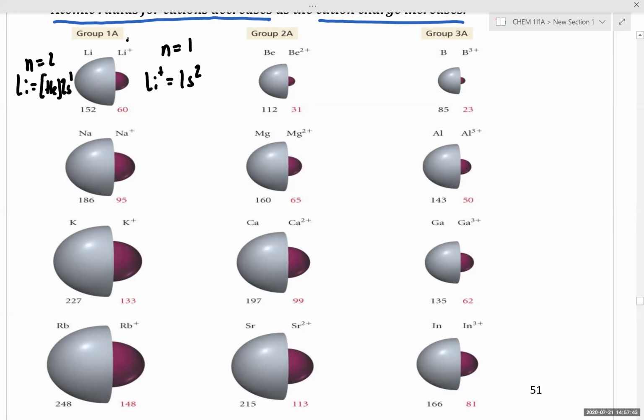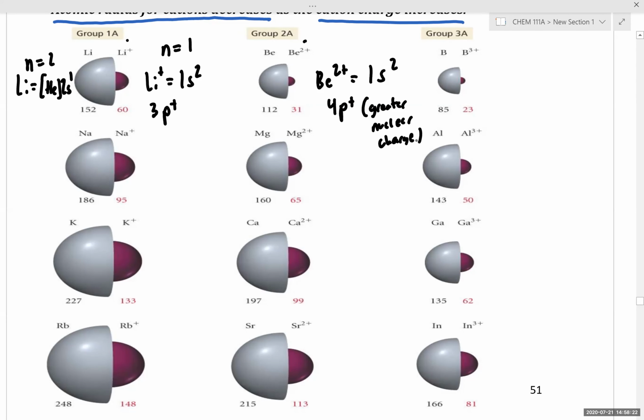Now, if we compare lithium plus and beryllium 2 plus, we see that beryllium 2 plus has a configuration of 1s2. But if we compare lithium and beryllium, lithium has 3 protons while beryllium has 4 protons. Because beryllium has more protons and a greater nuclear charge, it has a smaller atomic radius. Does this make sense to everyone?